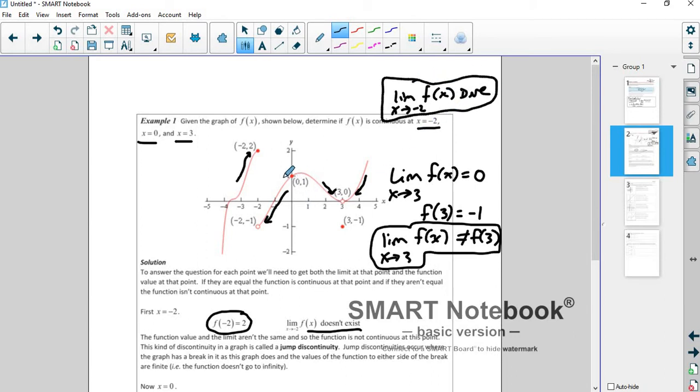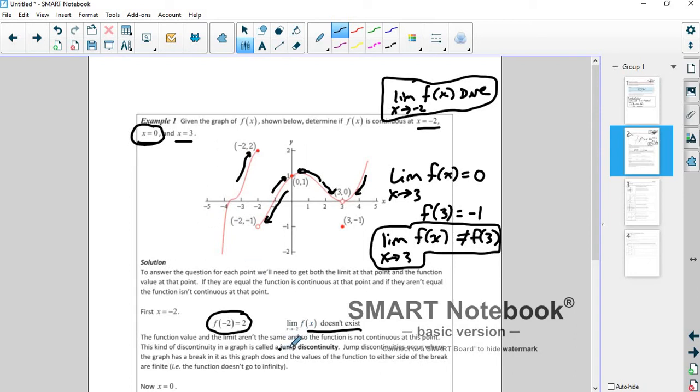Okay, and then how about at x equals 0? The limit, well, looks like you're approaching 1. The function value, there's a point there at 1, and so everything's good. So at x equals 0, you're actually continuous. Okay, so when I give you a graph and I ask you to determine continuity, not only do I want you to decide where you're continuous and where you're not, but I want you to tell me why you're not at each point.